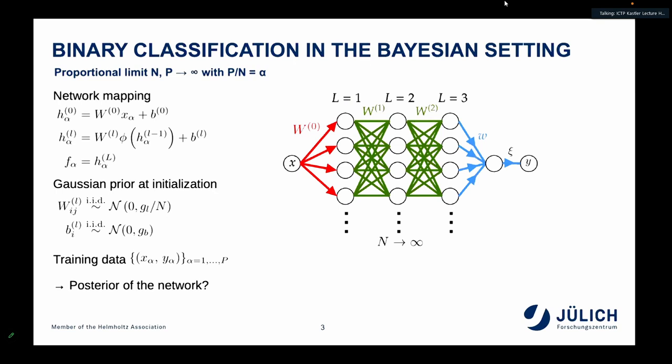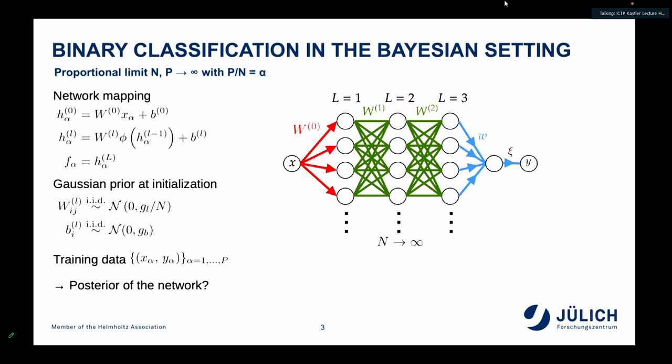The setting we will be looking at is binary classification with a nonlinear feedforward network in the Bayesian setting. We study the proportional limit, meaning that we take both the network width N and the number of training samples P to infinity, while keeping the ratio of these two fixed. We take a Gaussian prior at initialization for the network parameters, and then we condition on a training data set of P samples. This conditioning essentially corresponds to sampling a lot of network instances from this Gaussian prior, and then selecting the ones that implement the correct input-output mapping between inputs X and labels Y.